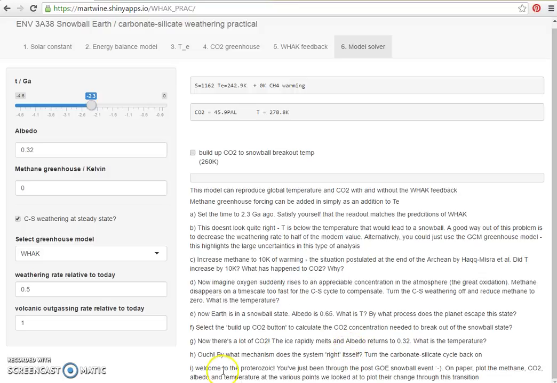So, there we are. We've been through the Great Oxidation event. The methane being rapidly removed led to a deep glaciation that was escaped by the buildup of CO2, the melting of the ice, and then carbonate silicate weathering, righting the system back to long-term equilibrium value. And that's the end of the first practical that we looked at using this model.